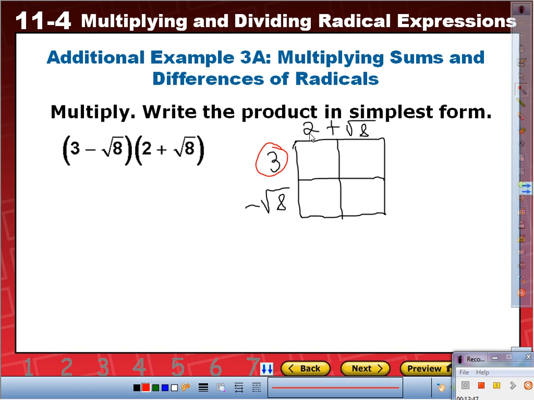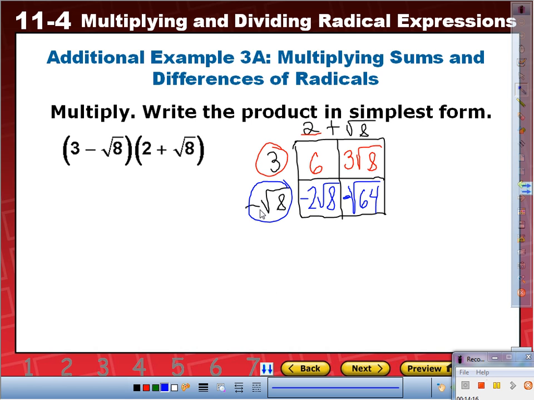What is 3 times 2? 6. Plus 3 times square root of 8, that's 3 square root of 8. Next, I'm going to multiply this one times these two. What is negative square root of 8 times 2? Negative 2 square root of 8. Negative times a negative equals a negative. Square root of 8 times square root of 8 is square root of 64. Are we there so far?